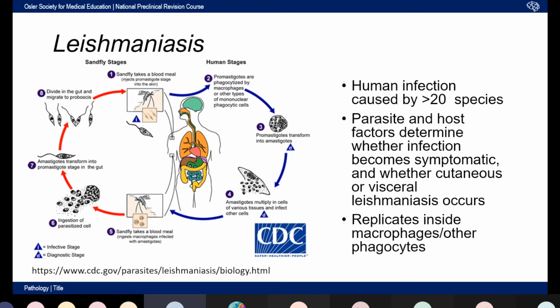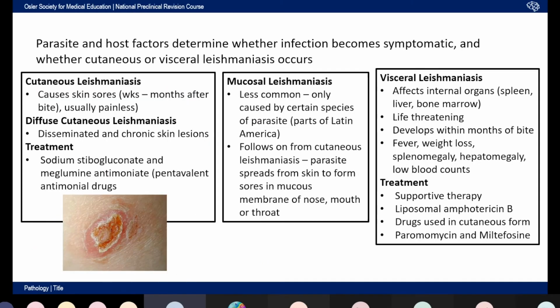Both parasite and host factors determine whether the infection becomes symptomatic and what sort of infection occurs. So there are multiple forms of leishmaniasis. You can have the cutaneous form, which is where you get skin sores that occur weeks to months after the initial bite, and the sores are usually painless. This can become diffuse, which is when you have disseminated lesions all over the skin. These are the treatments that are used, although these treatments aren't actually great, and they need to be replaced by other safer drugs.